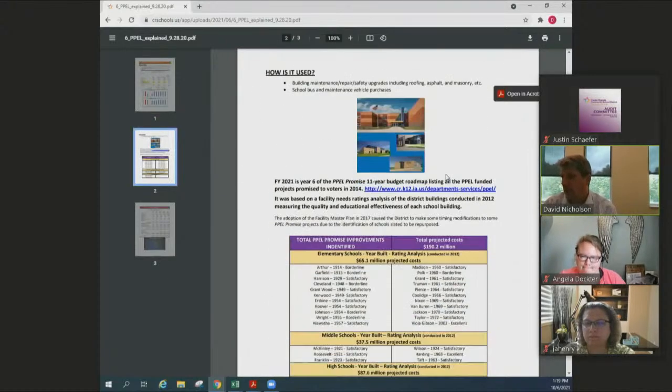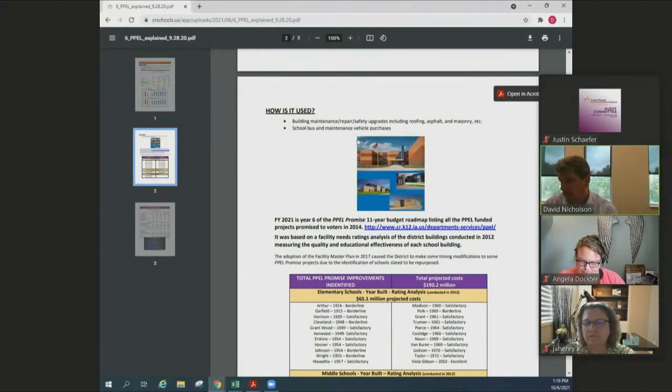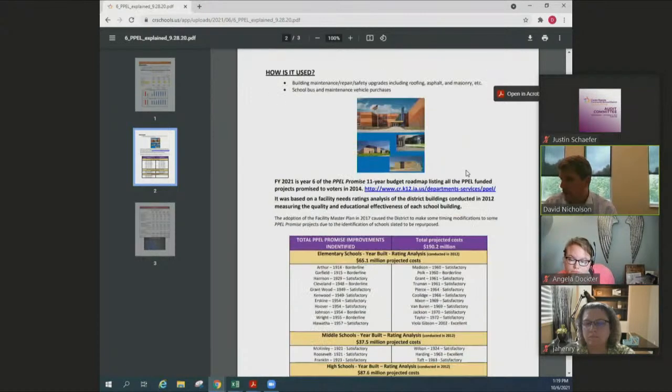So when we're looking at how it can be used, like we touched briefly on before, it can be for building maintenance, repair, safety upgrades, roof, asphalt, masonry, bus and maintenance vehicles. This is, like I said, Viola Gibson, our most recent elementary school that was built.